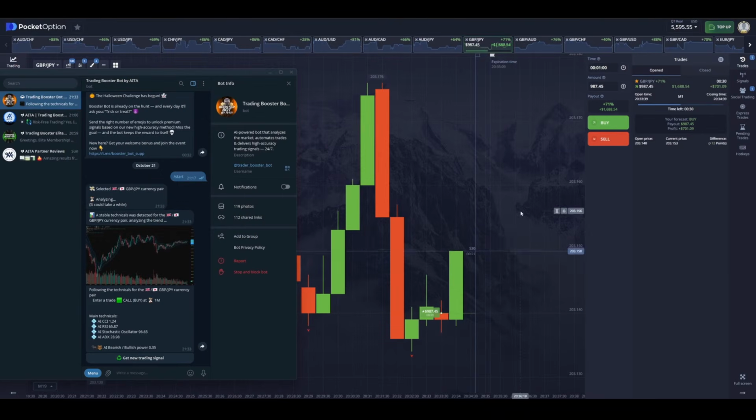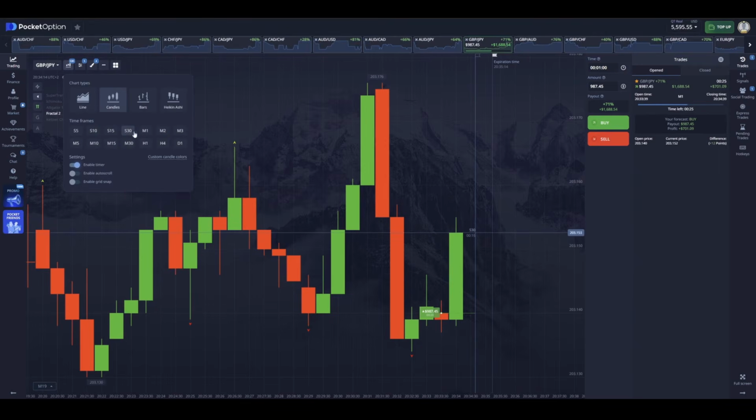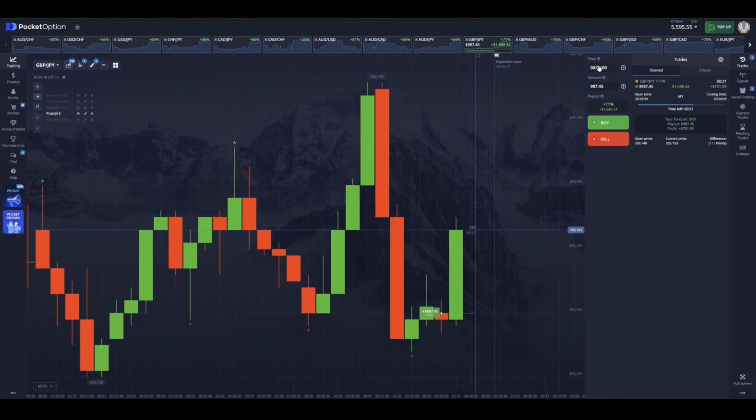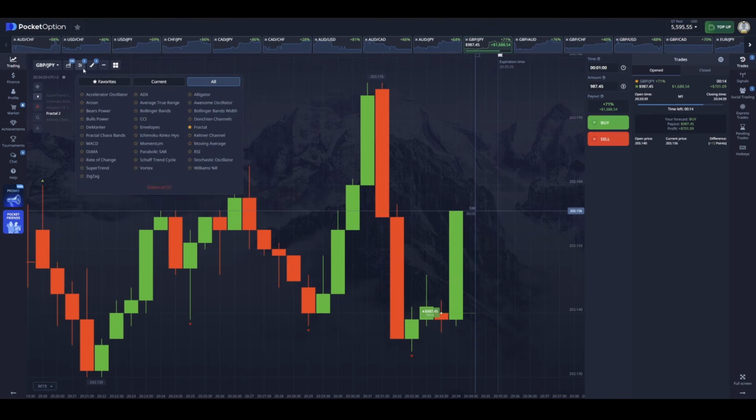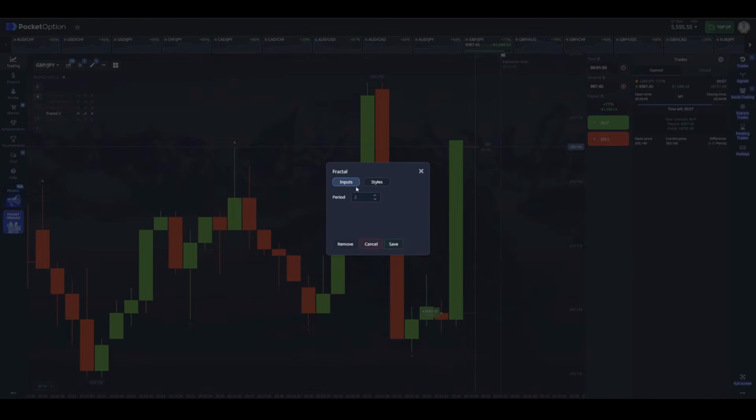Let's figure out the timing and how we actually work with it. We're working with 30-second candles. Not 15-second ones, specifically 30-second candles. We set each trade for 1 minute. Next, I'll show you the settings for 3 minutes. Those will be a bit different too, and we use the fractal indicator. So we add it here, and the default settings work for us. So we just leave the period at 2.